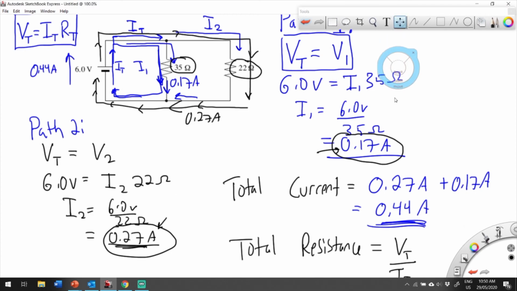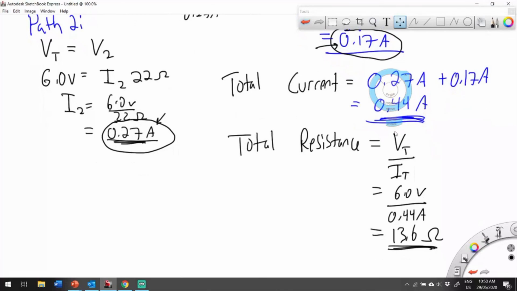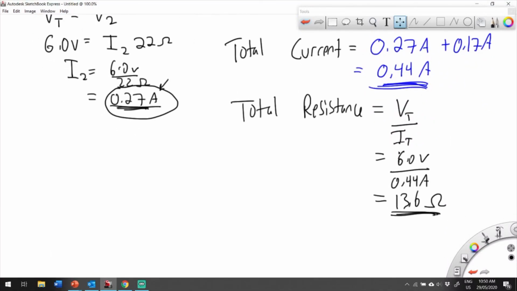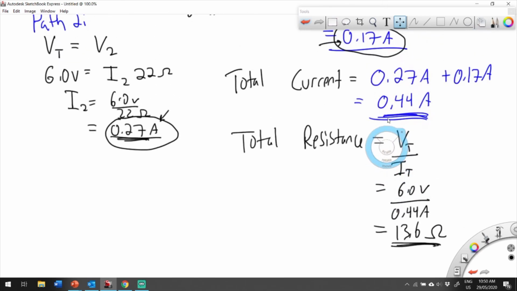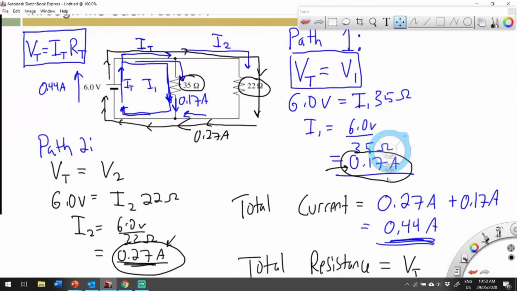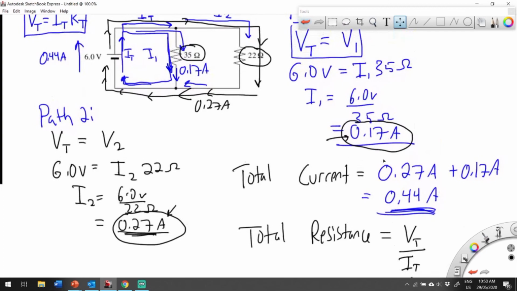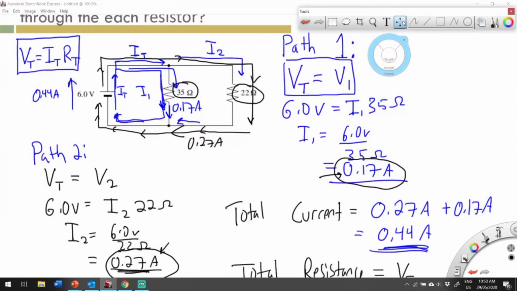Okay. So here are some quick examples of how to use Kirchhoff's circuit rules. And the best thing I can remind you of is that when you are analyzing more complicated circuits, consider drawing out the paths and then just analyzing paths one at a time.